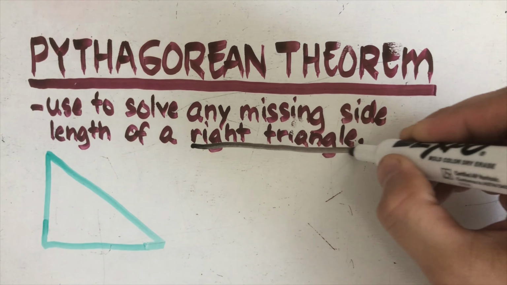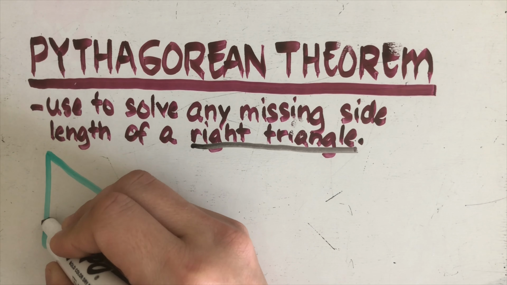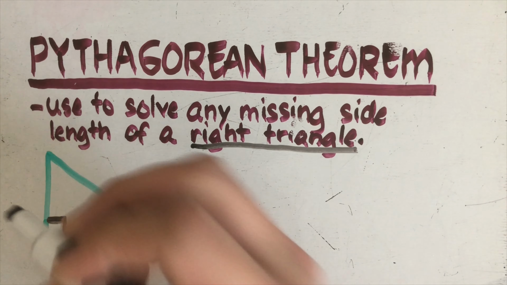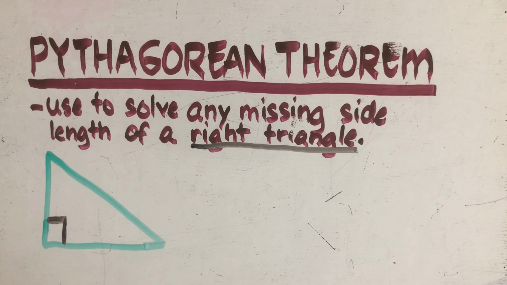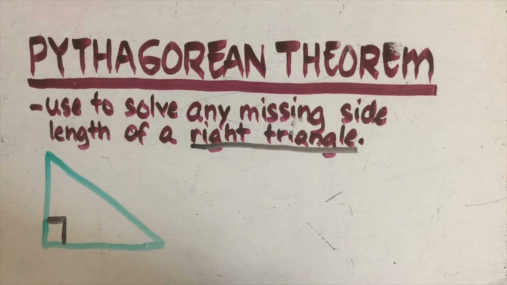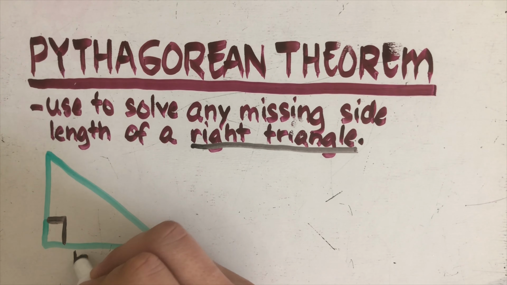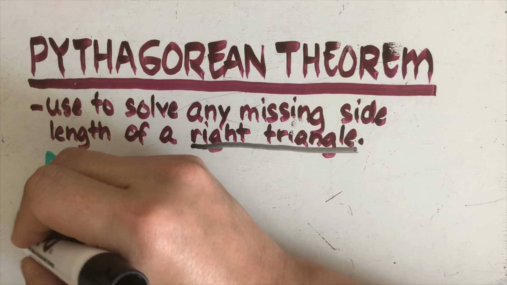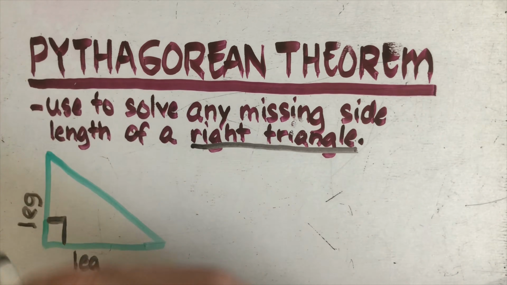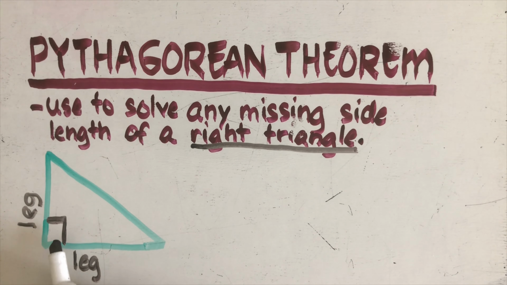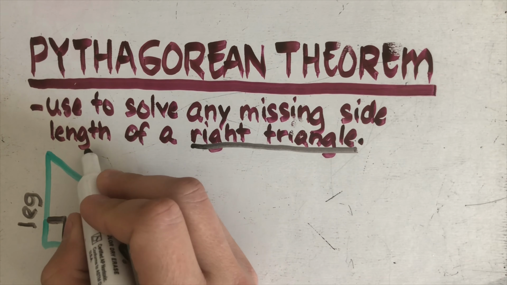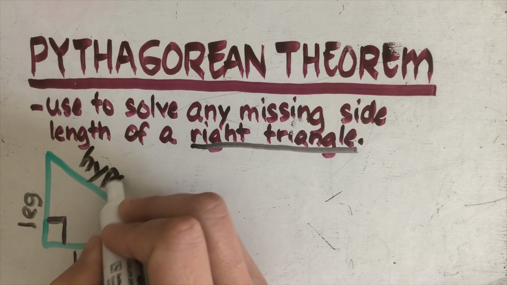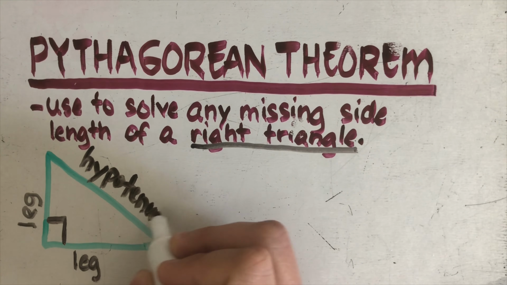We're looking for the right triangle. We know that it is a right triangle if there is a small square on one of the sides, and this small square is telling us that it is 90 degrees, or a right triangle. Now, the two sides that are with the small square are the legs. So this side is the leg, and this other side right here is the leg. So these two are legs. Now, across the small square is called the hypotenuse. So this is called the hypotenuse.